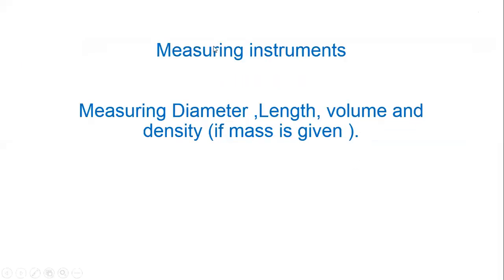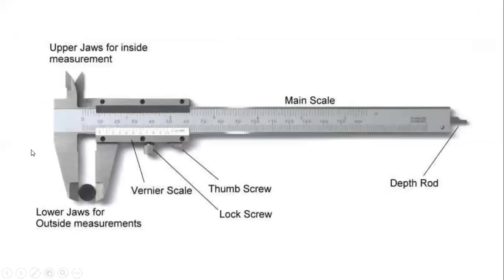So we have measuring instruments. First we use the vernier caliper. Vernier caliper is used to measure, for example, the length, diameter, external diameter, internal diameter, or you can say depth of a body. The vernier caliper consists of different parts.